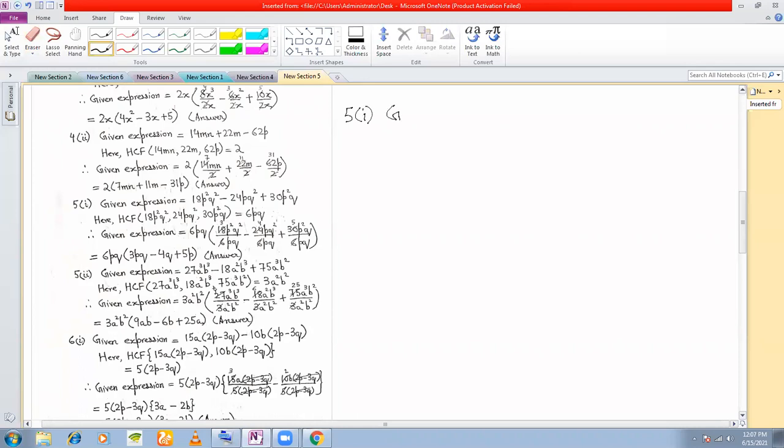Given expression here is 18 p square q square minus 24 pq square plus 30 p square q. Now this we'll try to do a little directly. How? HCF of this, and this. What is the HCF? This is 18, 24, and 30. What is the HCF of 18, 24, and 30? It is 6. We take out 6.